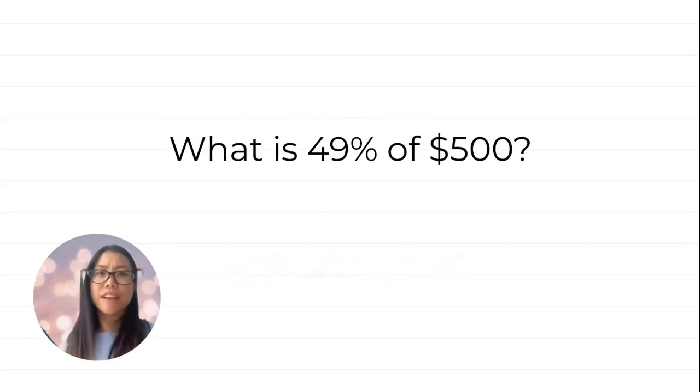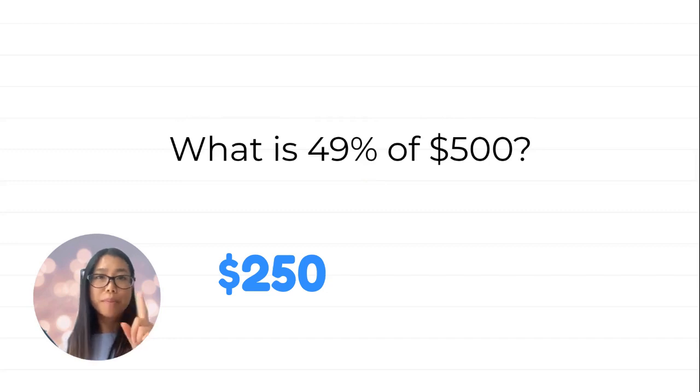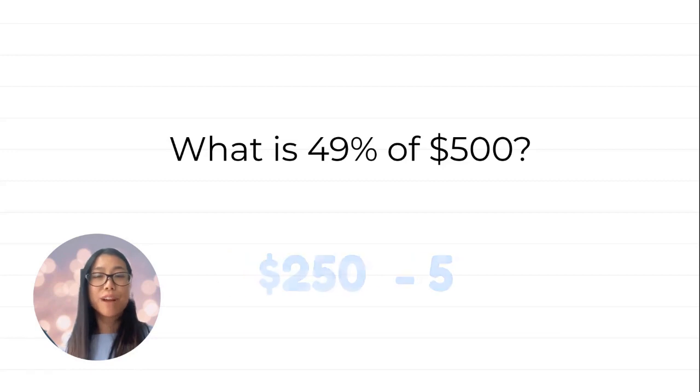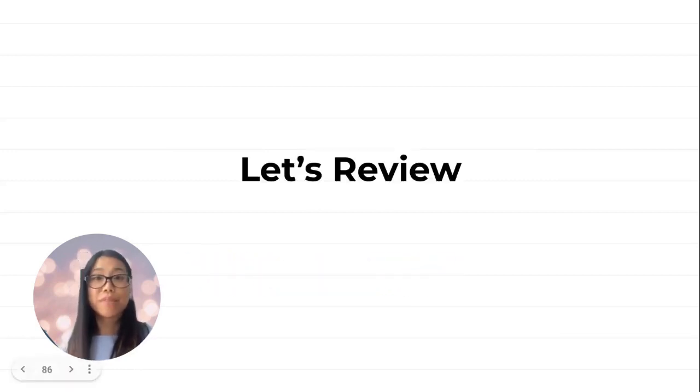49% of 500. So first let's find 50%, which is 250. We've added 1% 5 times too many. So let's subtract $5 from 250 in order to get 245. Okay, let's review.